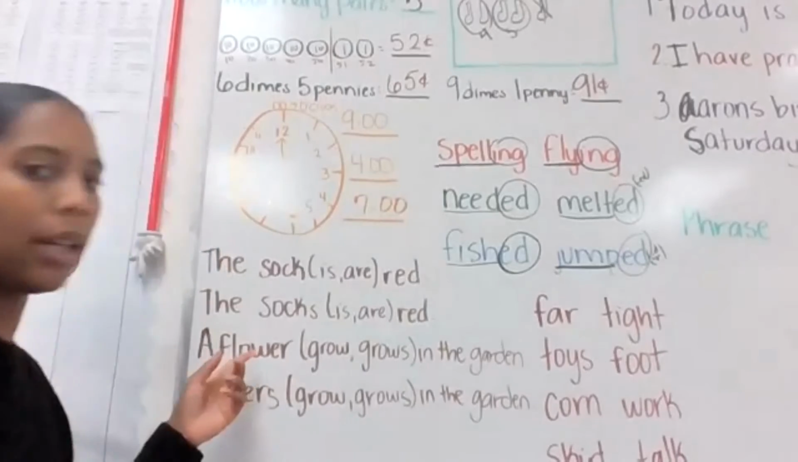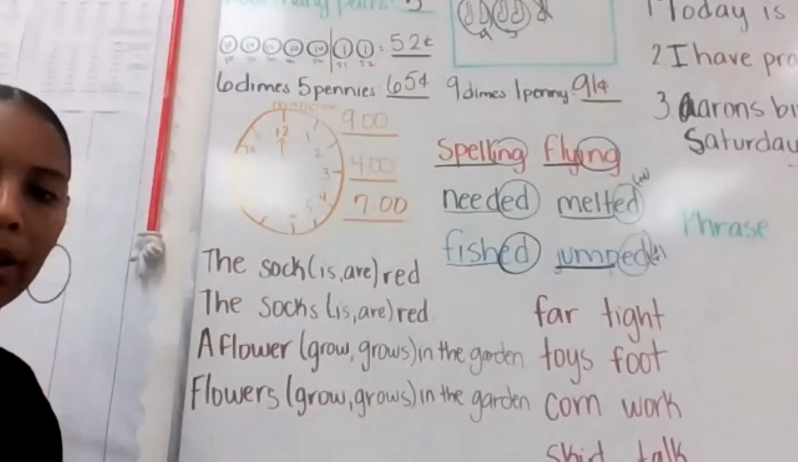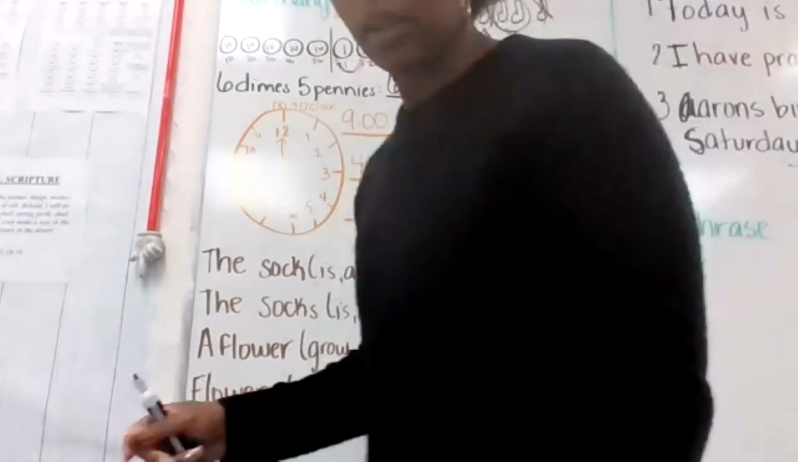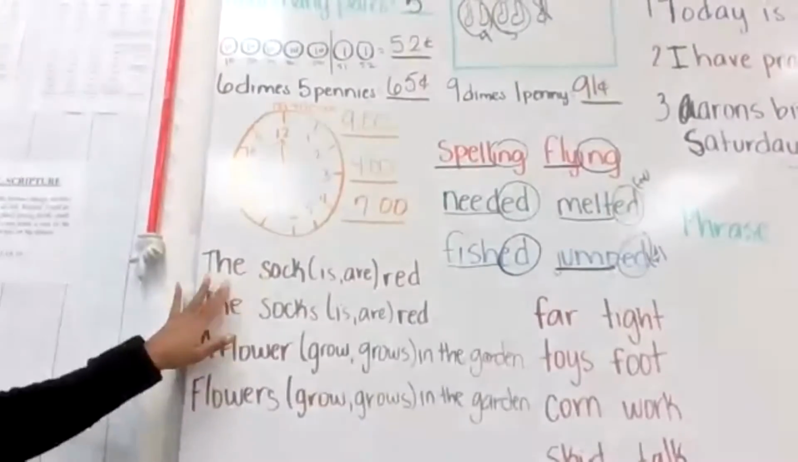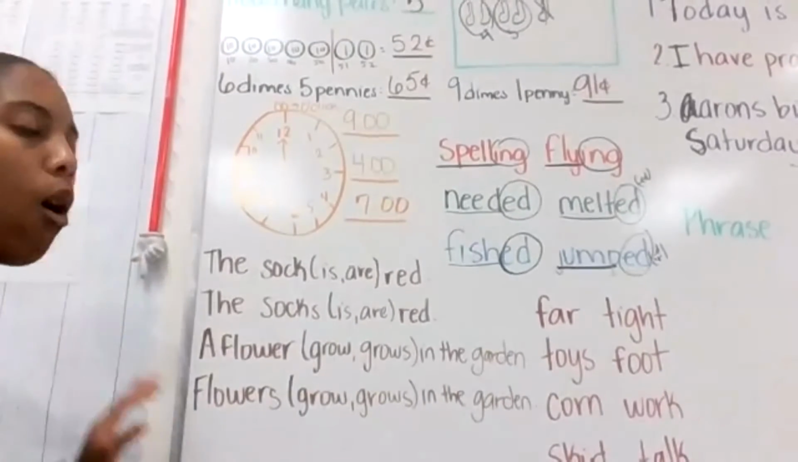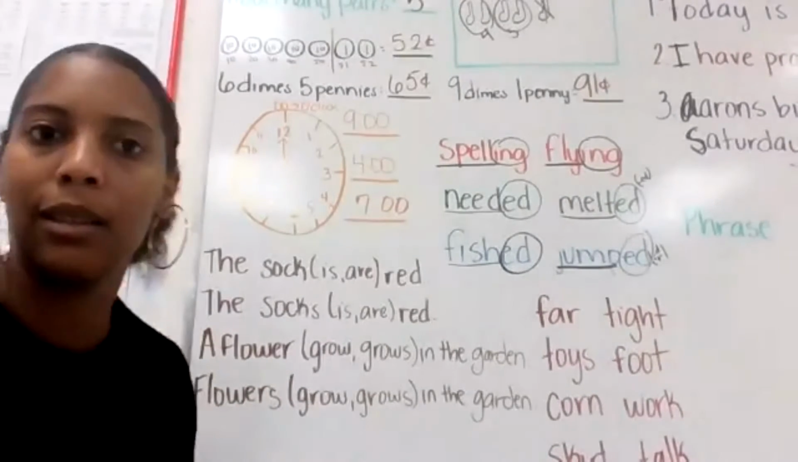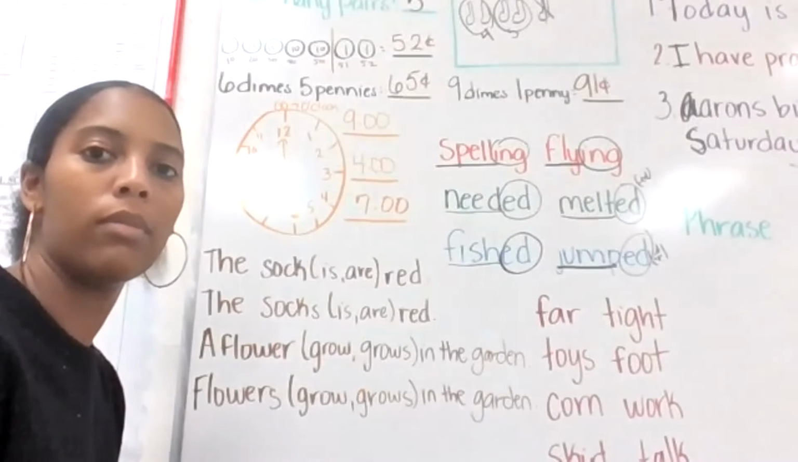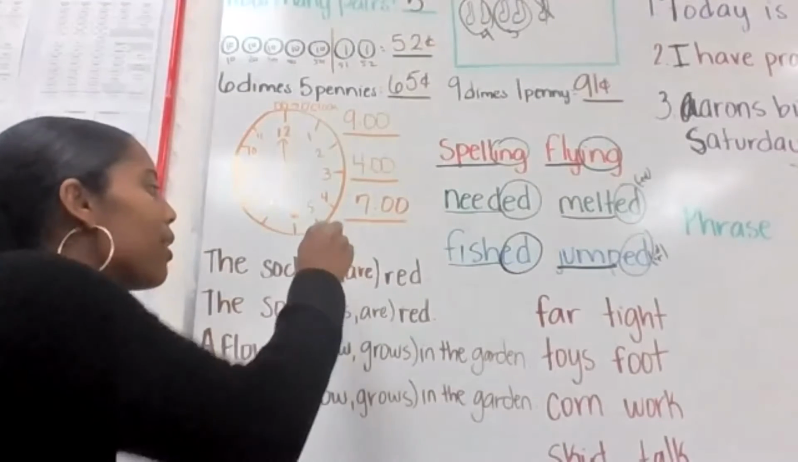All right, so let's go ahead and look here at the board. I want to talk about how to properly use some words. As you can see, we have is and are. Okay, so let's look at this one. It says the sock is or are red. Which word would make more sense? Which one would fit this sentence? Is or are? Okay, Faith? Is. The sock is red.